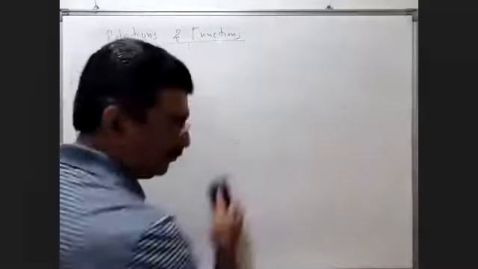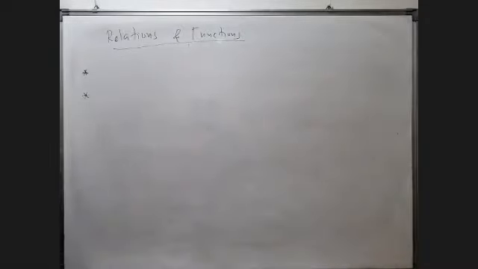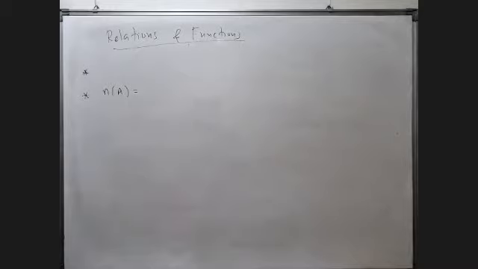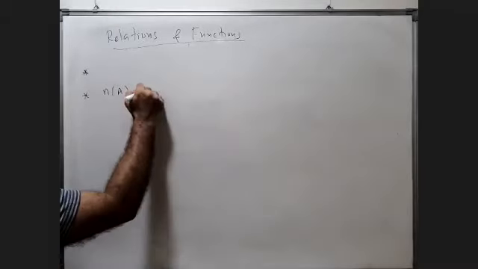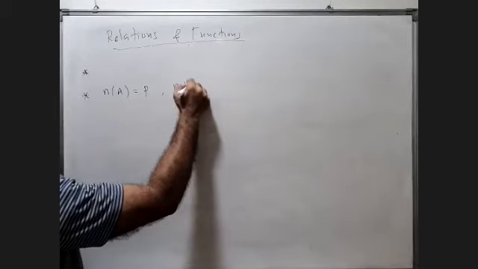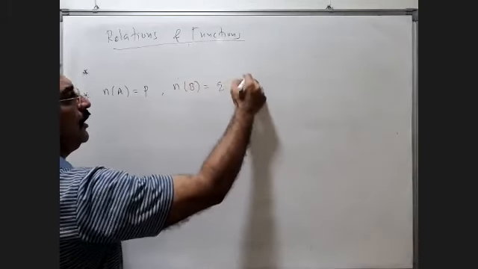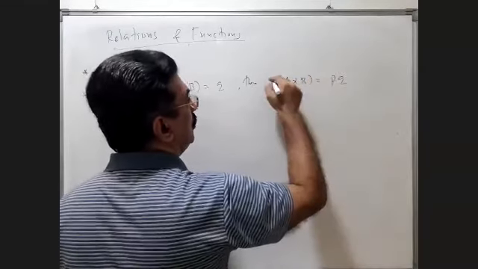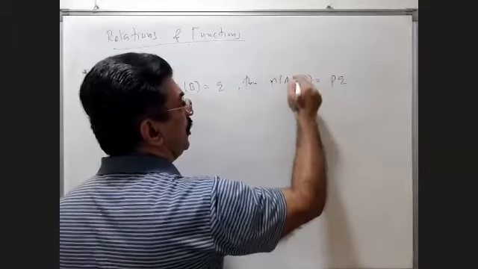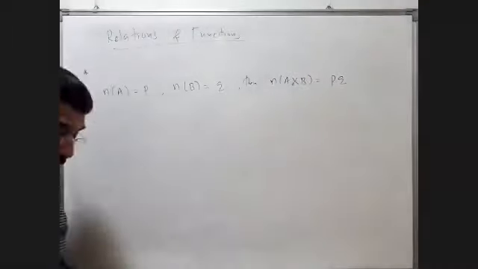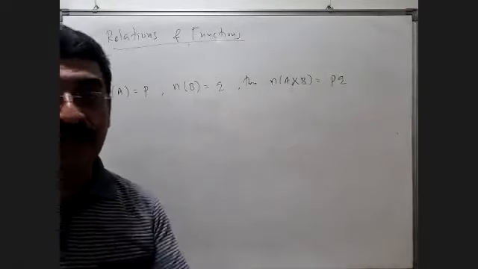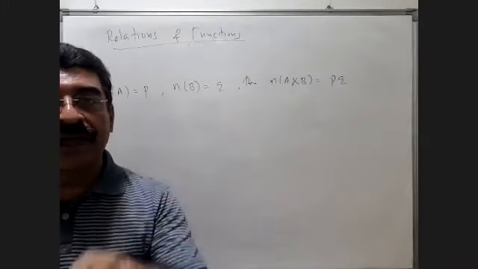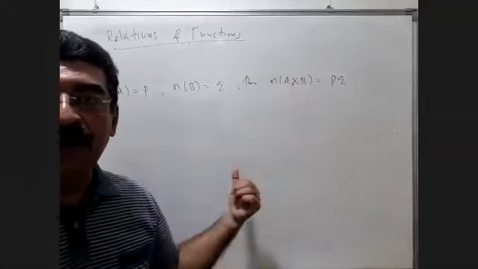Next one: if n(A) is p and n(B) is q, then n(A cross B) is pq. You can observe this in the example. We have taken 2 elements in set A and 3 elements in set B. Then A cross B will have 2 into 3, that is 6 pairs.